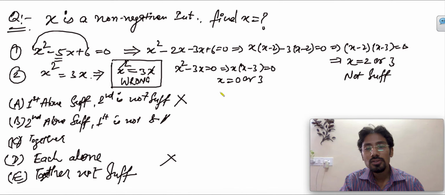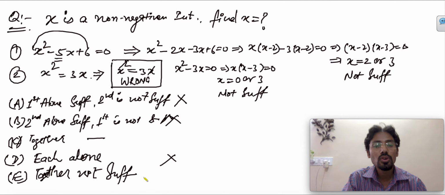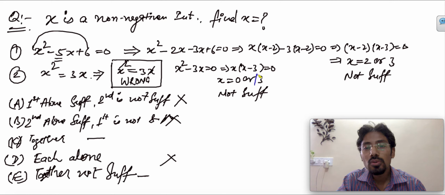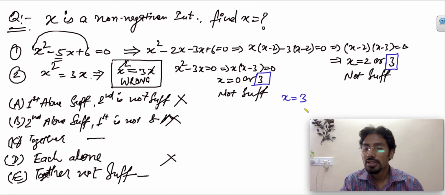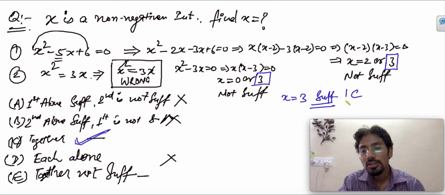You still have two values of x, so you say the second statement also is not sufficient. So with this, the second option also gets eliminated. Now we are left with only option C and E. That means we have to just check whether together they are sufficient or together also they are not sufficient. Now when we combine the two, we see that there is only one common solution between the first and second statement, which is x equal to 3. So we say the value of x has to be uniquely 3, and therefore statements together are sufficient. So the answer becomes option C in this case.